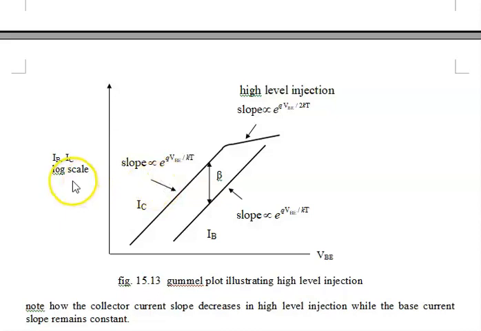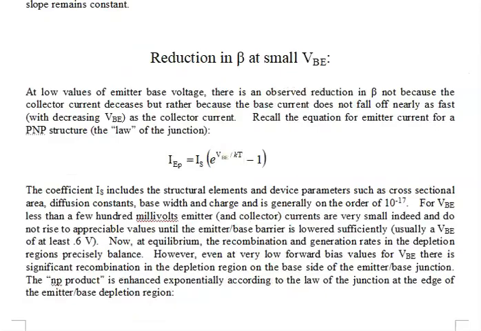So if we plot this thing on a log scale, this is the low-level injection. On a log scale, this would be a straight line for I sub c, and in high-level injection, the curve for I sub c, which is the hole current, the major current, kind of tips over a little bit, and that reduces the beta. So the beta here would be 100, but the beta here for extremely high values of forward bias would be much less. Okay, so one last second-order effect is reduction in beta at small values of forward bias at the base emitter junction.